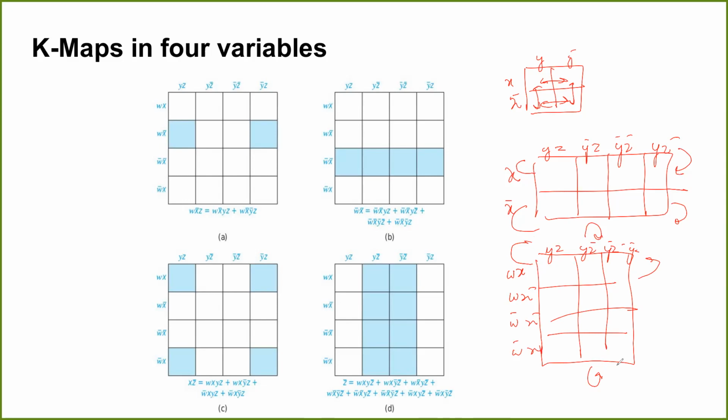There are some additional terms in K maps which you will study in your digital logic course. I'll just briefly give an idea about them. There's something called don't care terms. What are these don't care terms? I'll just give an idea. You will study this more in your digital logic course.